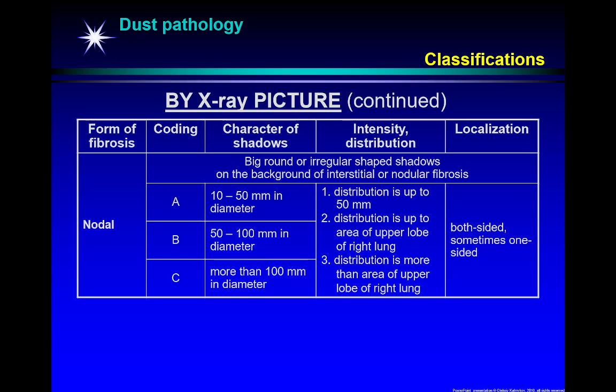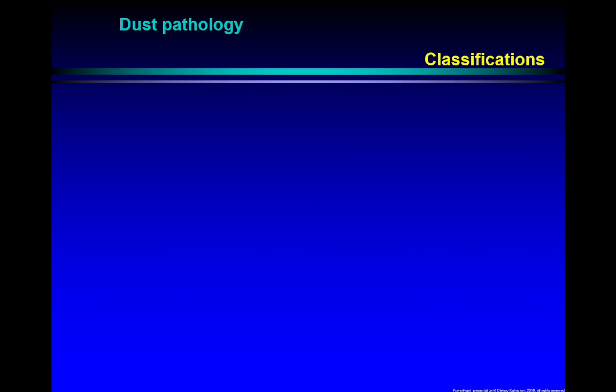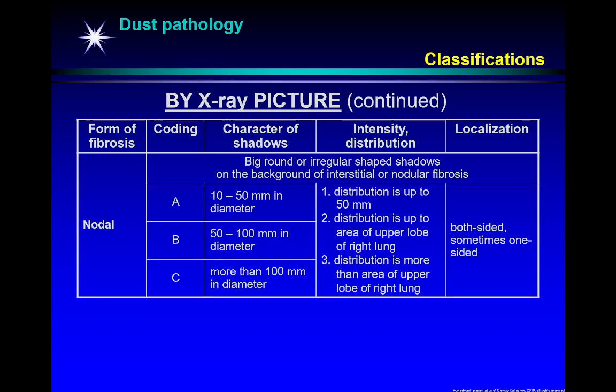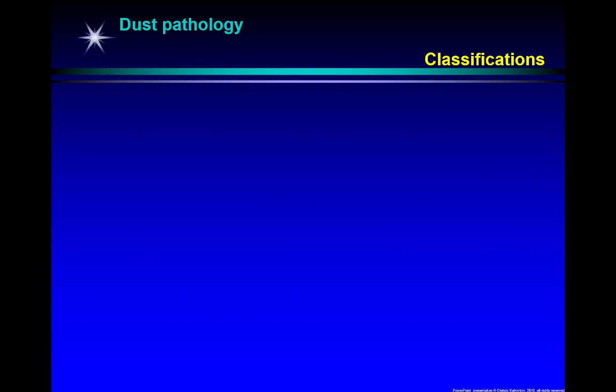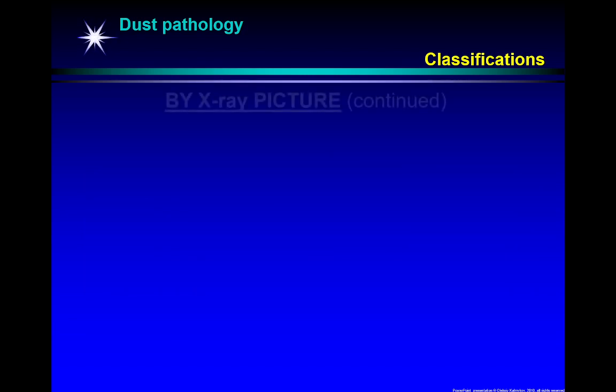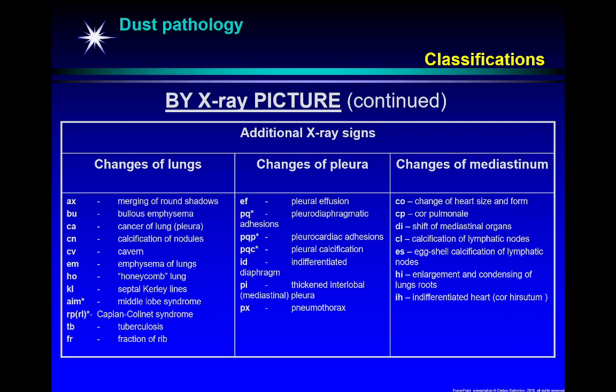And the third and final X-ray form of pneumoconiosis is nodal. The difference between nodular and nodal is the size of these opacities. If it is less than 10 millimeters, it's nodular. If more, it's nodal already. Even 10 millimeters or 1 centimeter and more is nodal, less is nodular. And as you can see, there are plenty of other aspects of the X-ray picture of pneumoconiosis which may be specified.